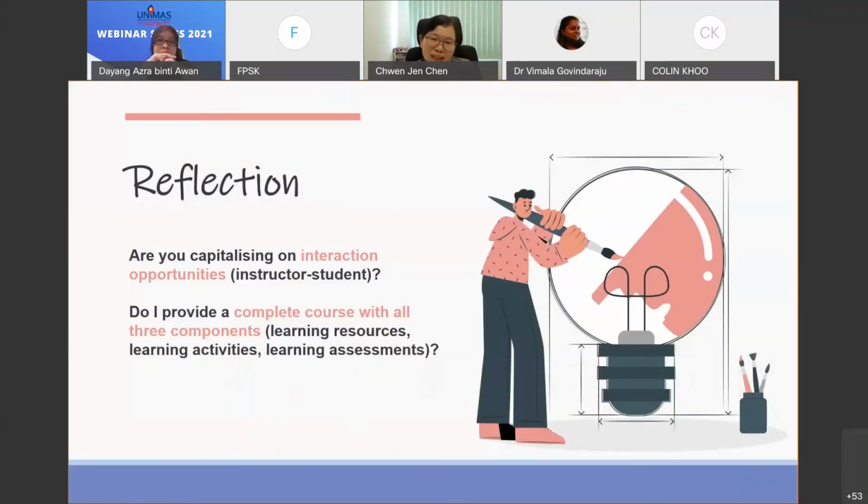So the reflection here, if we are going into that mode, is: are you capitalizing on interaction opportunities? Because you and your students are still meeting, virtually, and you can still communicate with them using other channels, for instance WhatsApp or Telegram. You can still interact using the discussion forum or whatever chat platform that you have, and you can still have live meetings with them. So are you capitalizing on the interaction opportunity? And do I have a complete course with all three components? I think this is just a reflection. You don't have to give me your answer, just reflect on it yourself.